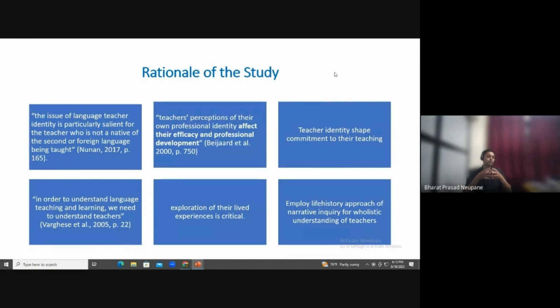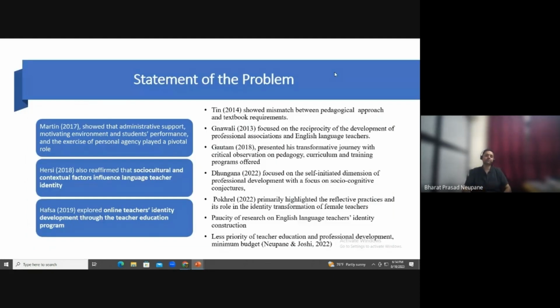So exploration of English language teacher identity is very pertinent because teacher identity shapes commitment to their teaching. So in this study, I have explored the lived experiences of English language teachers by exploring their life history through narrative inquiry for the holistic understanding of teachers. By life history approach, I mean that I have explored the whole history, the whole life story of English language teachers, and I have tried to develop the trajectory of their identity construction.